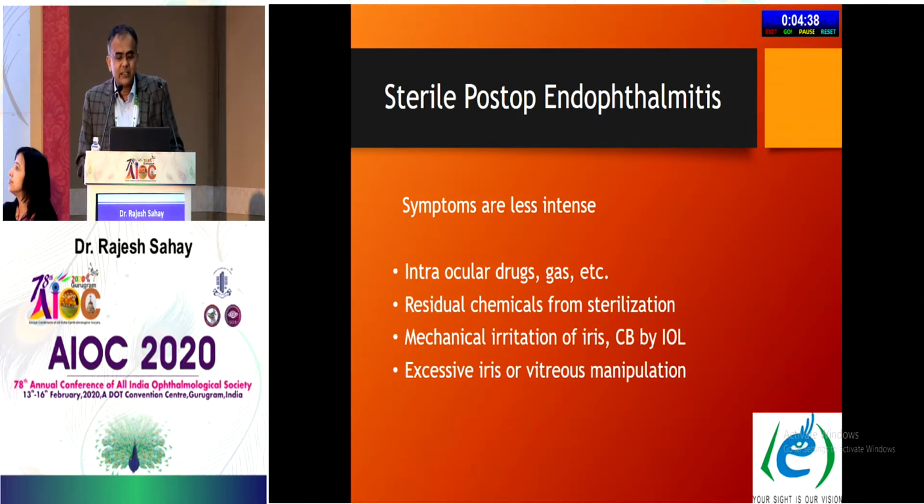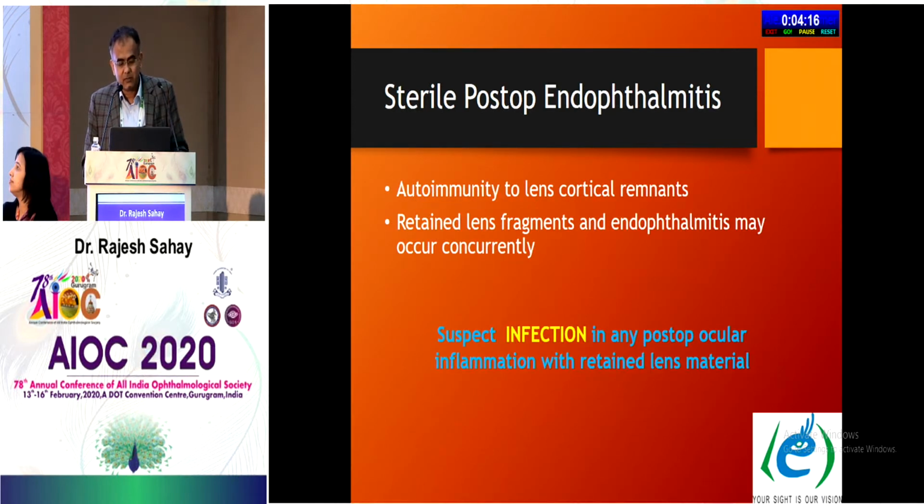So another entity is sterile postop endophthalmitis, where you do not identify any organism. Here symptoms are less intense, and these are because of intraocular drug use, gas, residual chemicals from sterilization, mechanical irritation of the iris and ciliary body by the IOL, and excessive iris or vitreous manipulation. Autoimmunity to lens cortical remnants can also cause sterile endophthalmitis, but it's very difficult to identify sometimes whether this is an exudate or lens matter.